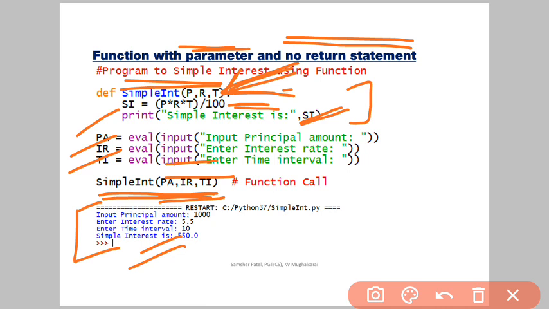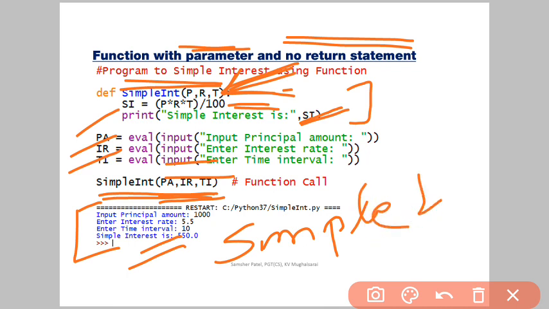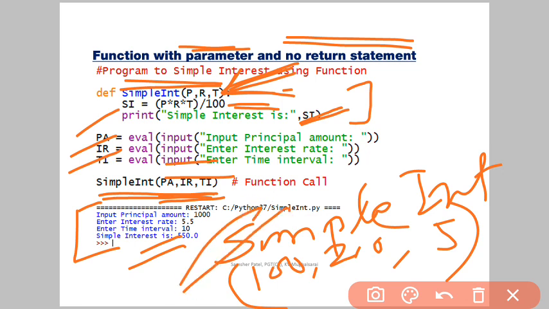Now you can call this function in a different method also, by passing the direct value to the function at the time of function call. Like suppose we are passing principal amount as 100, interest rate as 2.0 and time interval as 5 years, then it will also give the result for principal amount 100, time interval 5 and interest rate 2.